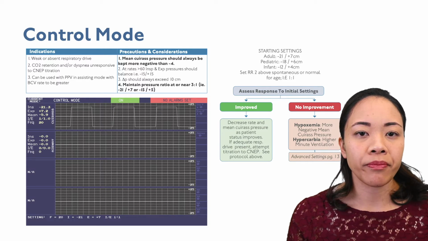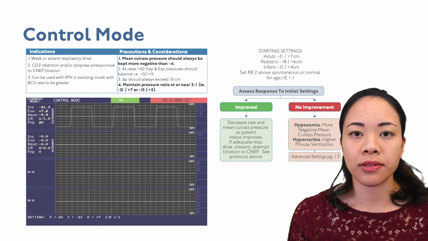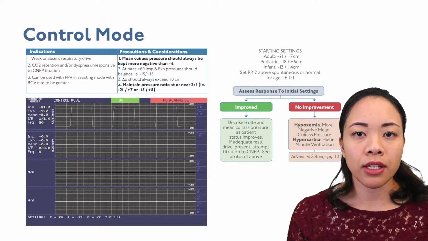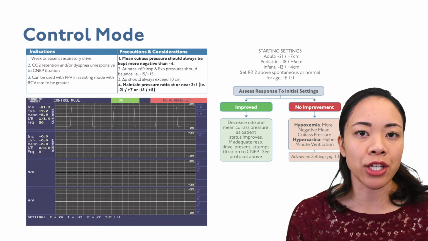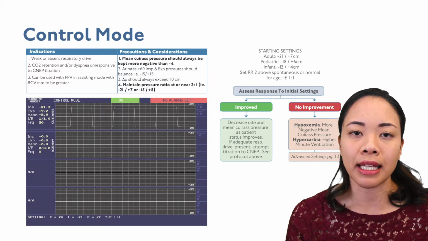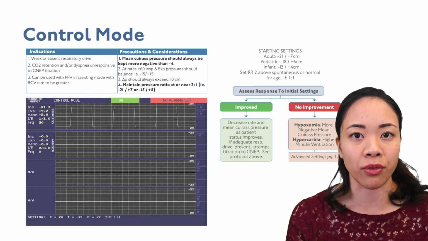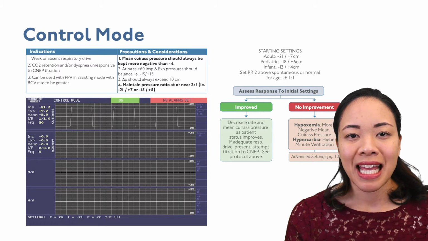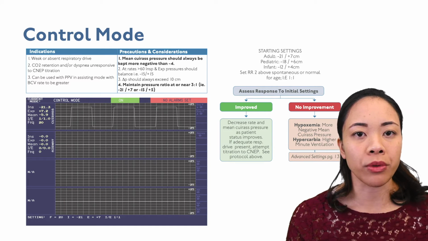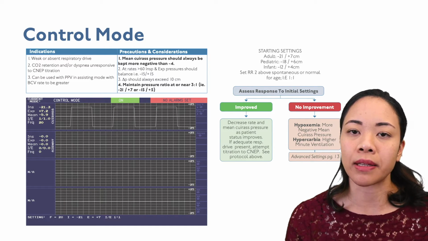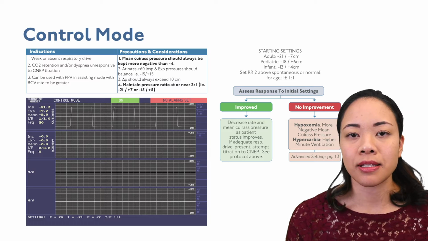For example, let's take a look at our starting settings. An adult is recommended to start at -21 +7, pediatric -18 +6, and an infant -12 +4. Do you see a trend? They all maintain a balance of the 3:1 ratio. The value 21 is 3 times the value of 7, same with 18 and 6.